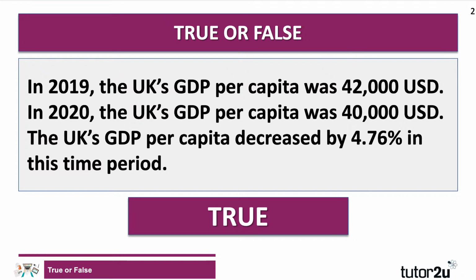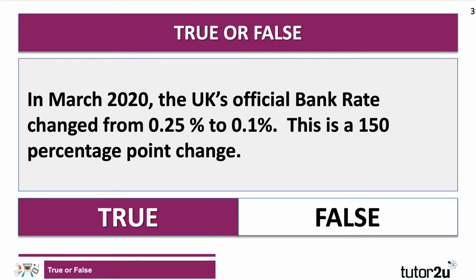Right, my last question then, please. The third, true or false? In March 2020, the UK's official bank rate changed from 0.25% to 0.1%. This is a 150 percentage point change. Is this true or false? Let's have your answers, please, on the chat.